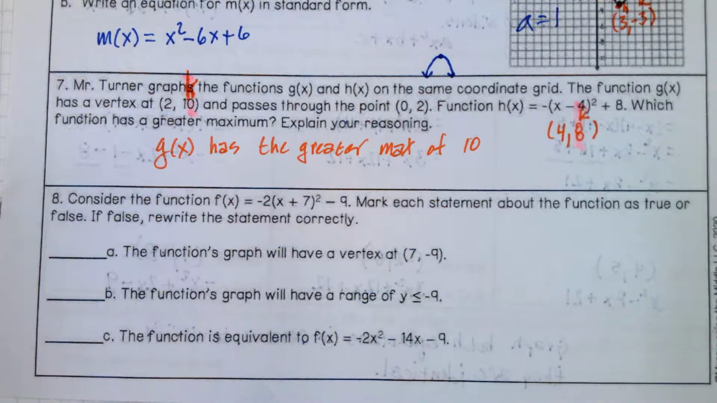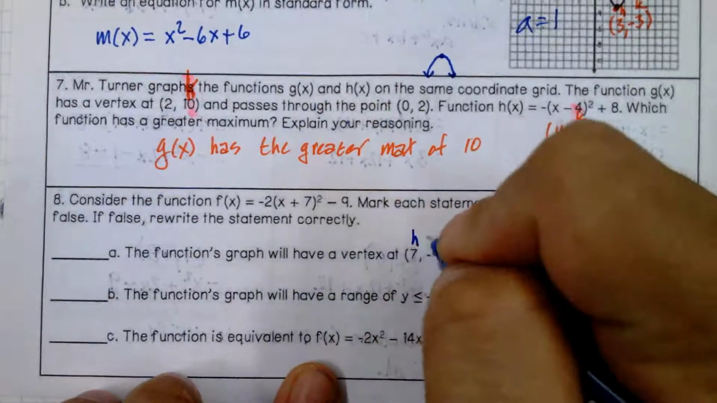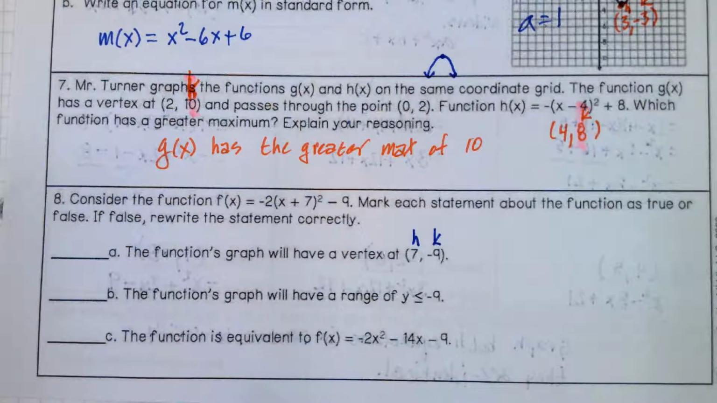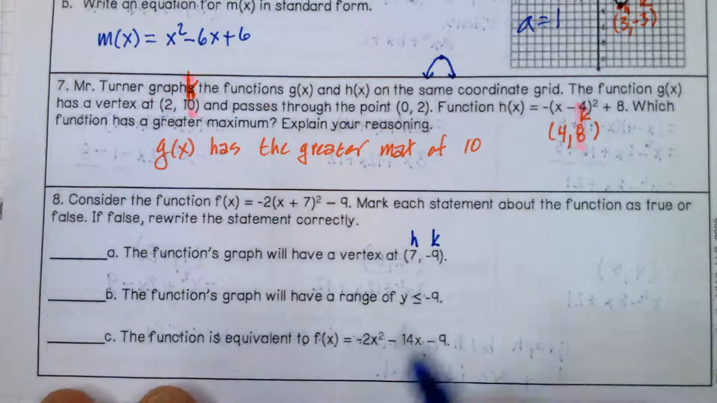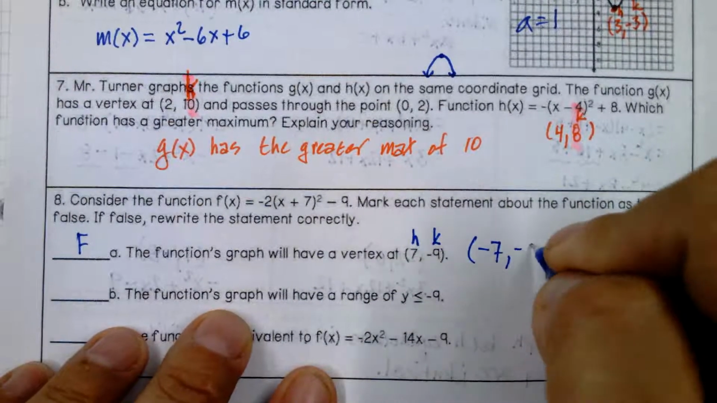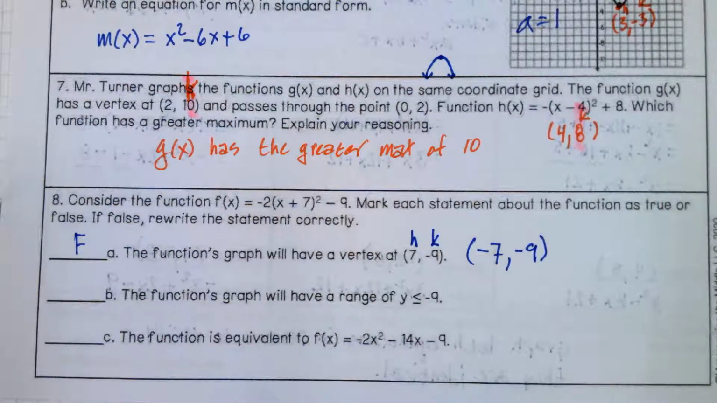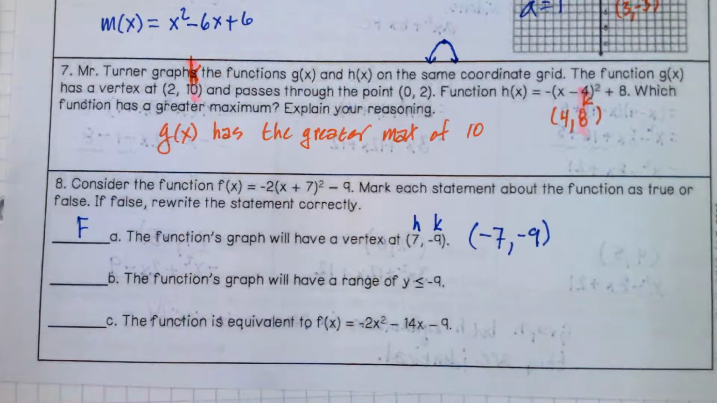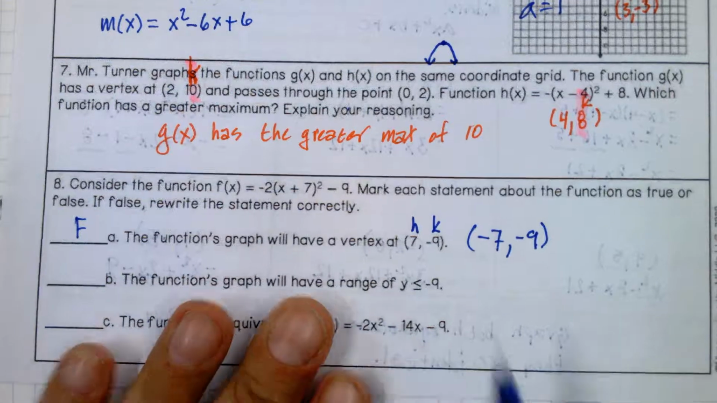Okay, the last thing we're going to do here is look at this function, f of x, and we're going to state if it's true or false. The first one's pretty easy. The vertex, so we're saying the HK is 7, negative 9. Is that true? False. It's actually negative 7, negative 9. Okay. The function's graph will have a range of y less than or equal to negative 9.